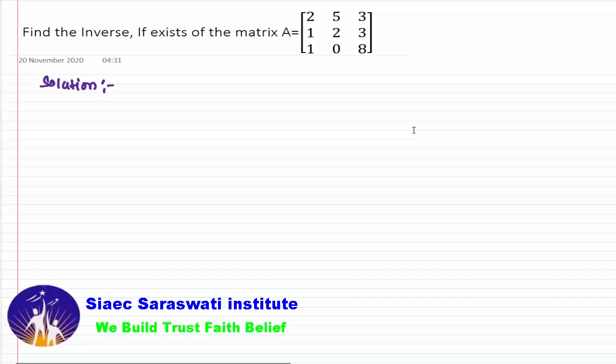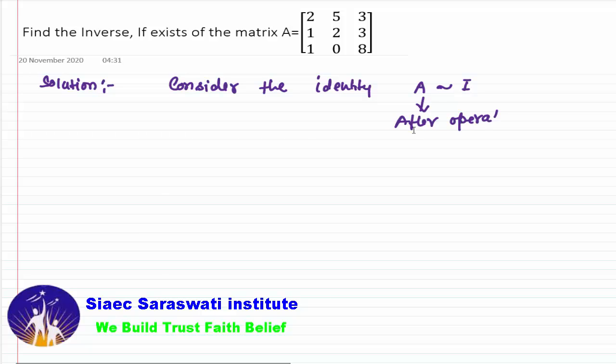ओके, सो फर्स्ट ऑफ ऑल consider the identity. सो आपको याद होगा, प्रीवियस क्लास में हमने बात की थी that the identity is... consider the identity, and that was A equivalent to I. Then when you apply the operations, after operation it will be converted into the I, and equivalent to I it will be converted to the A inverse. Okay, so that was the concept.